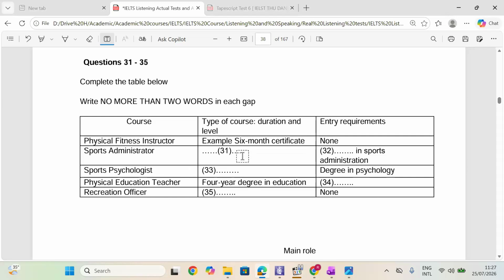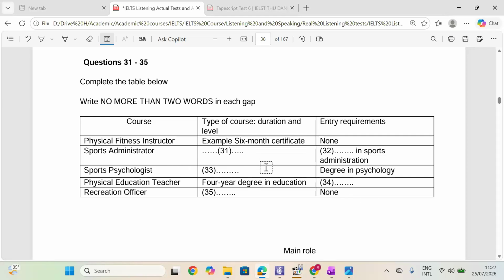431. What's the duration of that course? 4 months. 4 months certificate. Yes, 4 months. Okay, how to write 4 months certificate? And 4 months certificate, is it 3 words or 2 words?